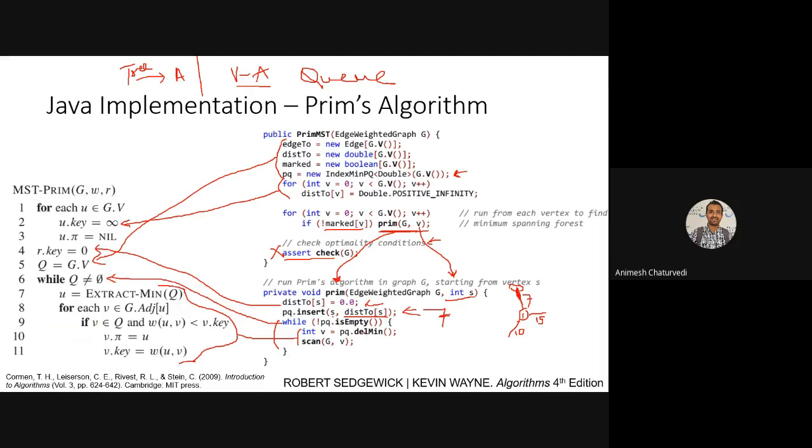In the next step, in the pq you just delete that vertex v. So you just want to delete that vertex, like this was 7. So that vertex 7 has been deleted out. Now the scanning will take place again.